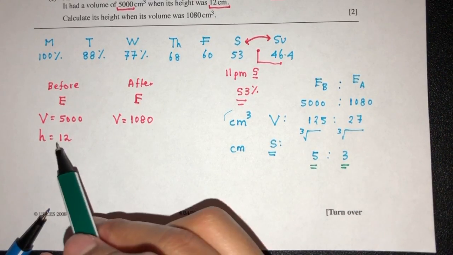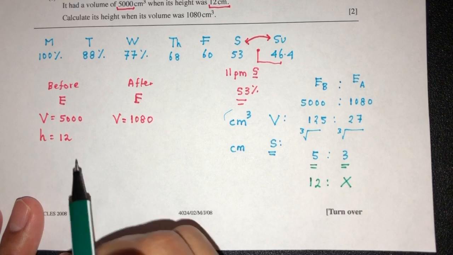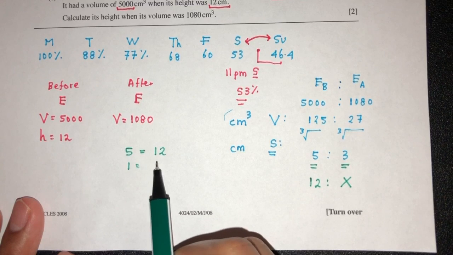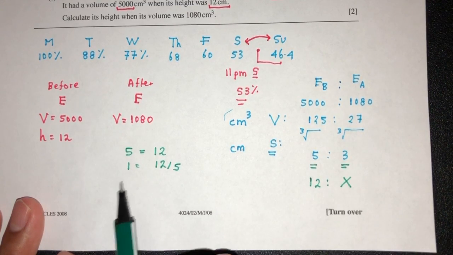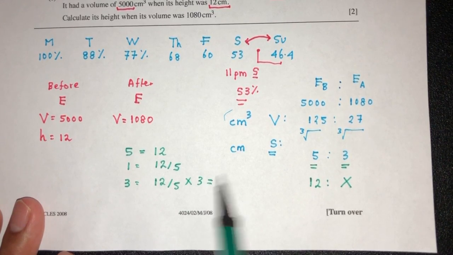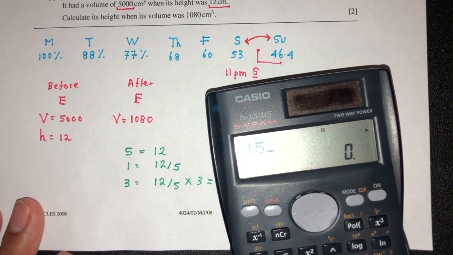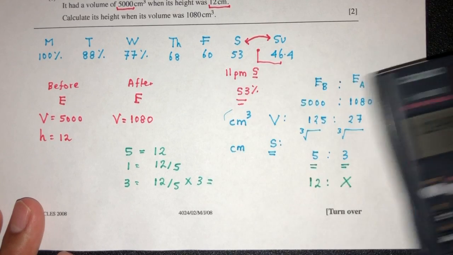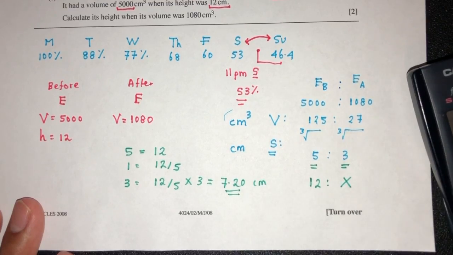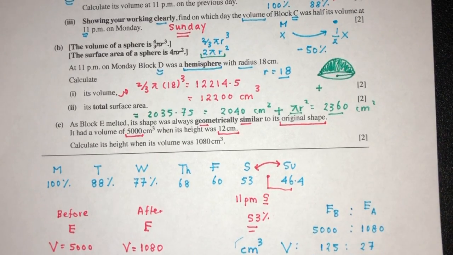So now we know the size of this one is 12, and we have to find this one. Pretty easy. By ratio, 5 is 12, so 1 will be 12 divided by 5. So what is 3? 3 will be 12 divided by 5 times 3. That will be the height. 12 divided by 5 times 3 should be 7.20 centimeters for the height of shape E after it melted. And that will be part C of your question number 7.